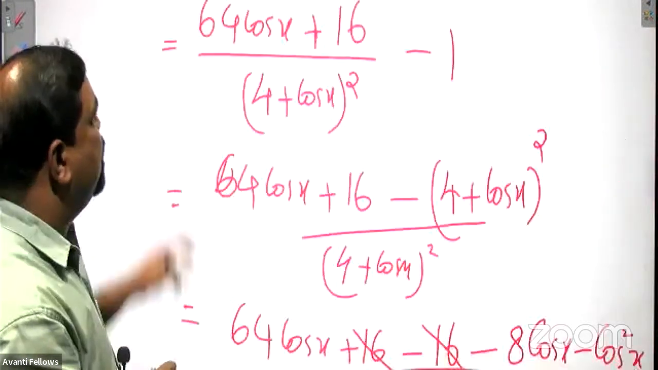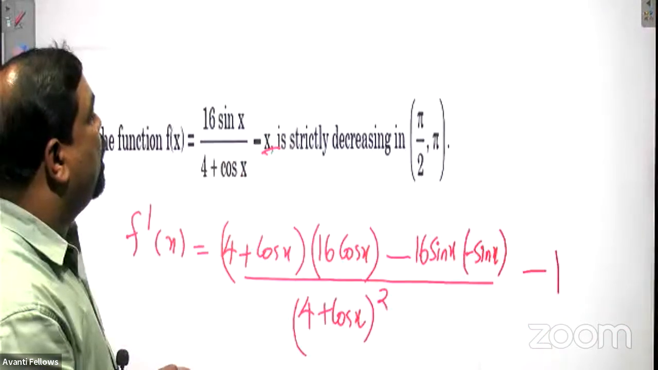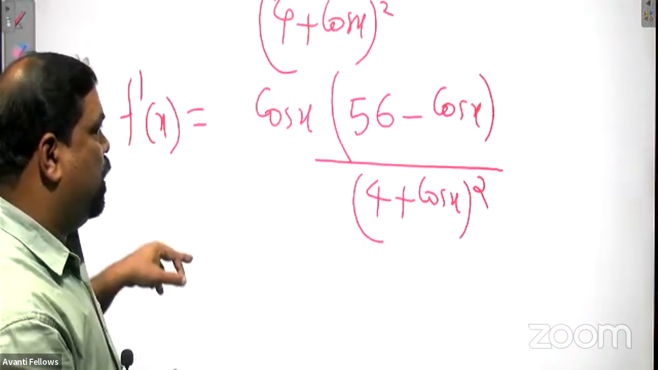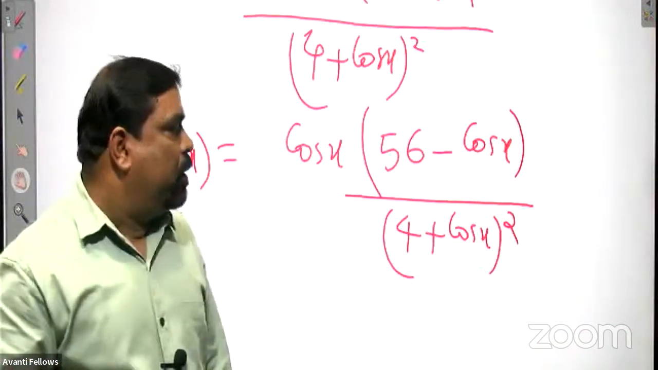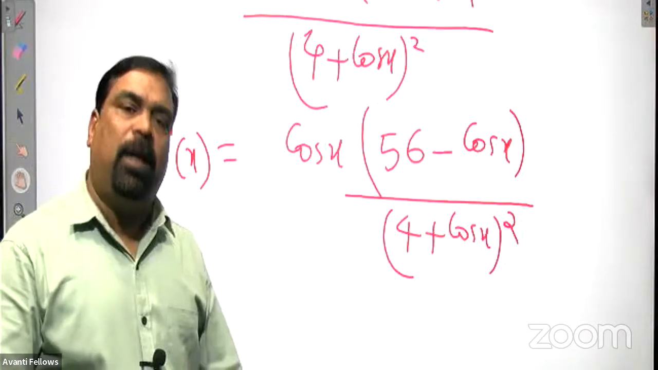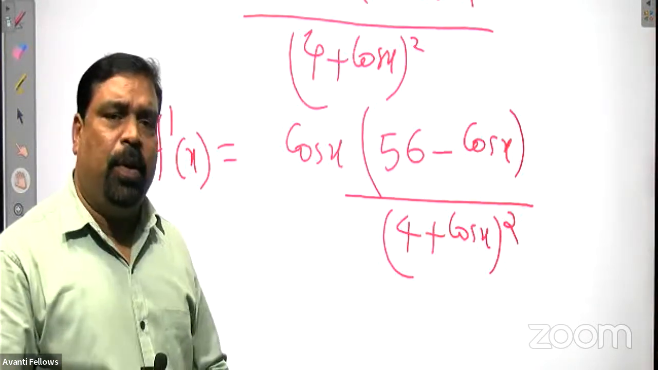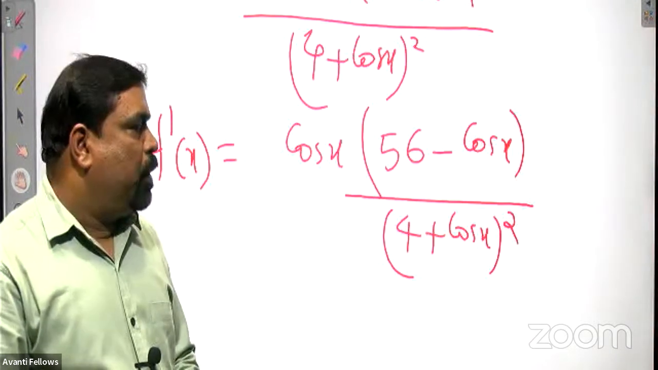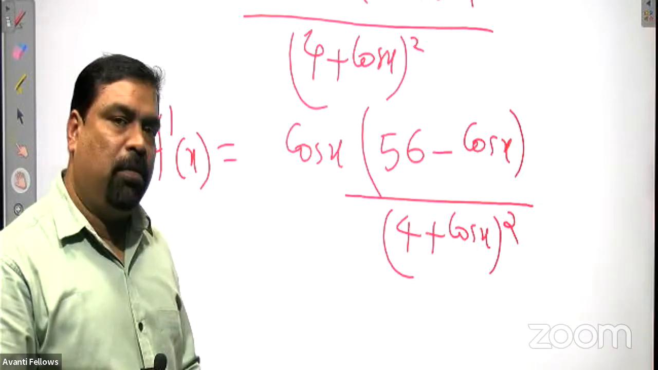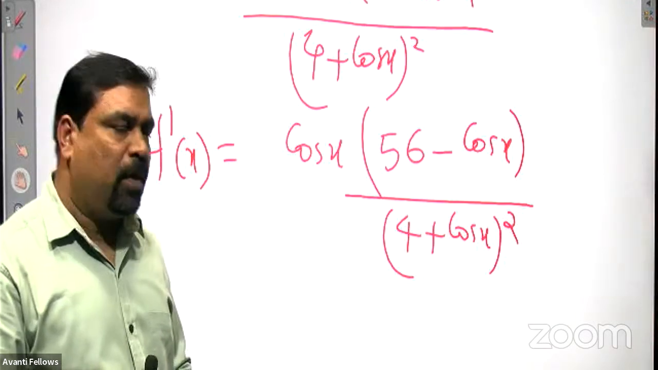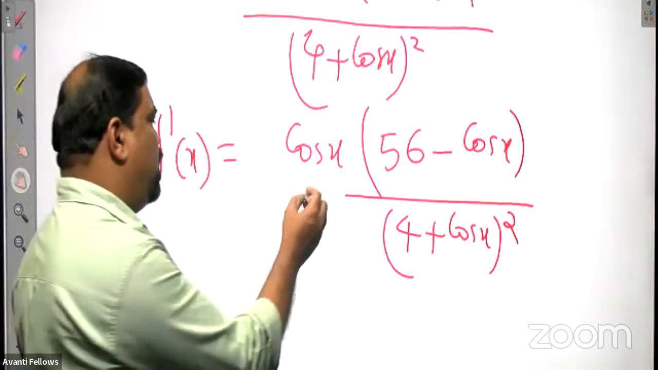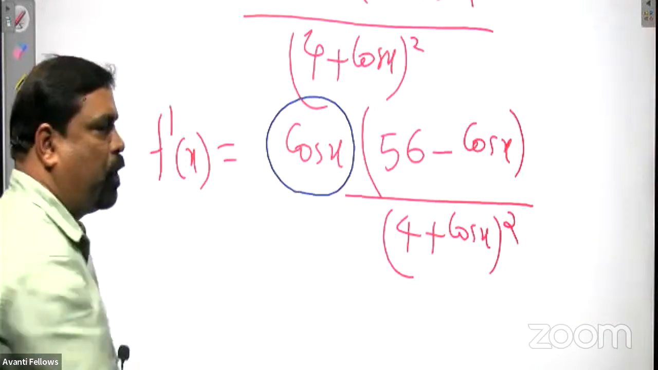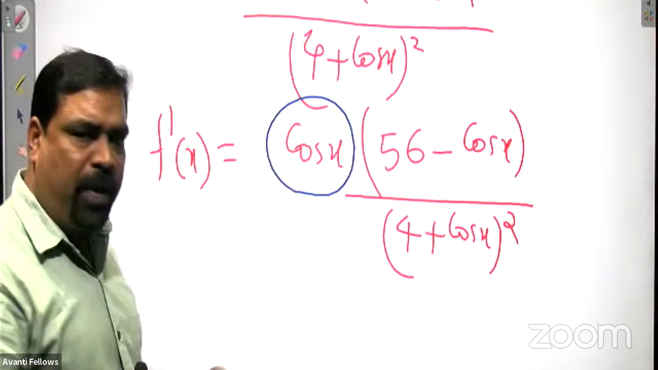Prove that this function is strictly decreasing in pi by 2 to pi. The given interval is pi by 2 to pi. In that interval, this is strictly decreasing. So how can you say that? You check each and every term of this expression. Everything depends upon this cos x actually. The sign of f dash x depends upon cos x only.